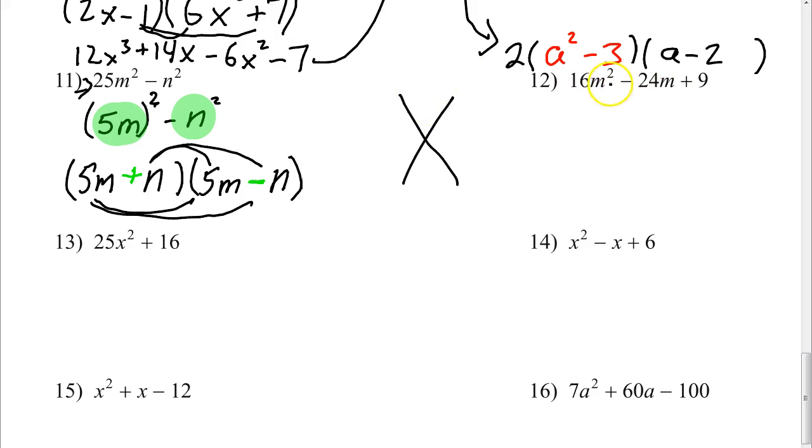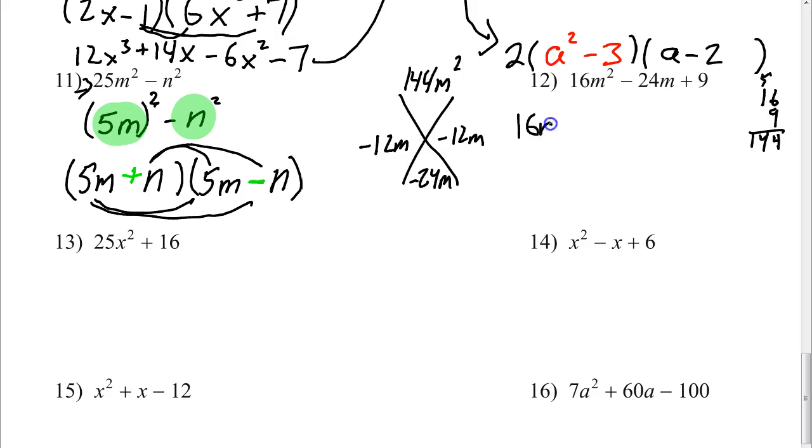Multiply 16 times 9. See what multiplies to, let's see here, 144, and adds to negative 24m. It looks like we end up with negative 12m and negative 12m, the same term. And that's not a coincidence, by the way, that we have some perfect squares and then our two factors that we got here are the same. So let's go ahead and solve this out.